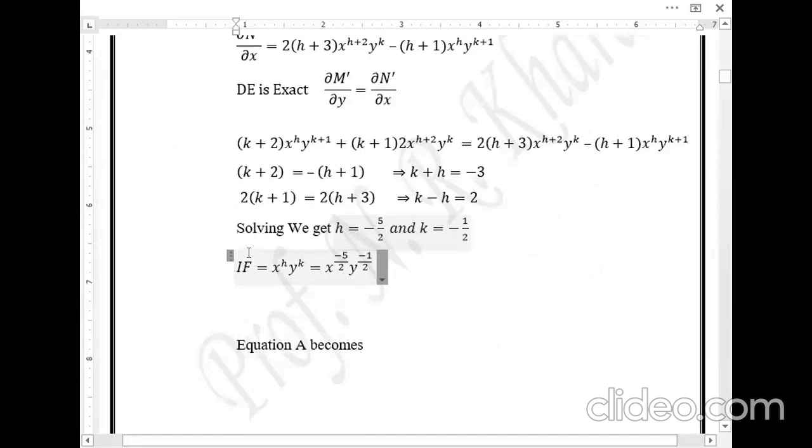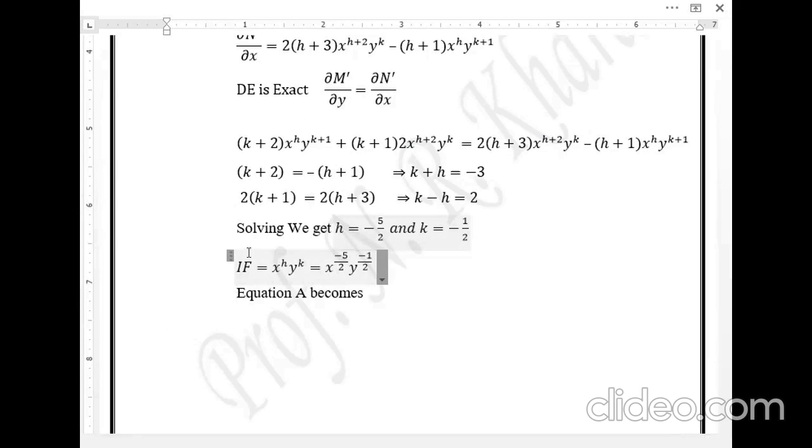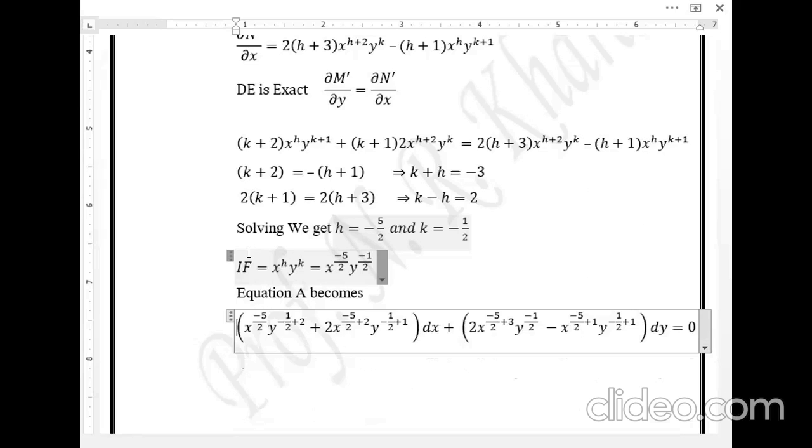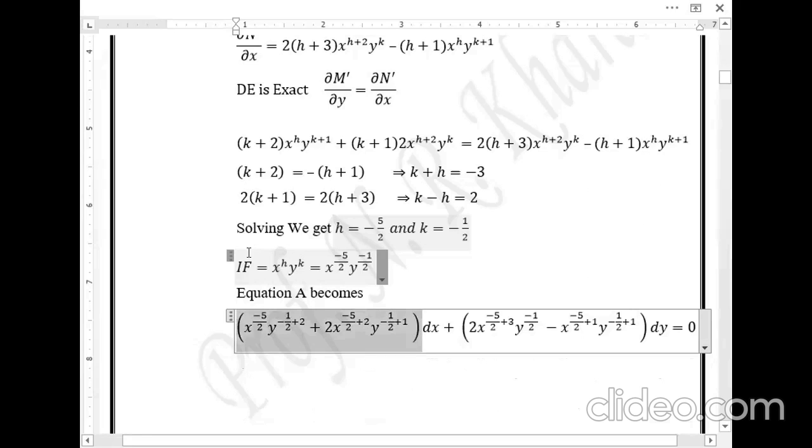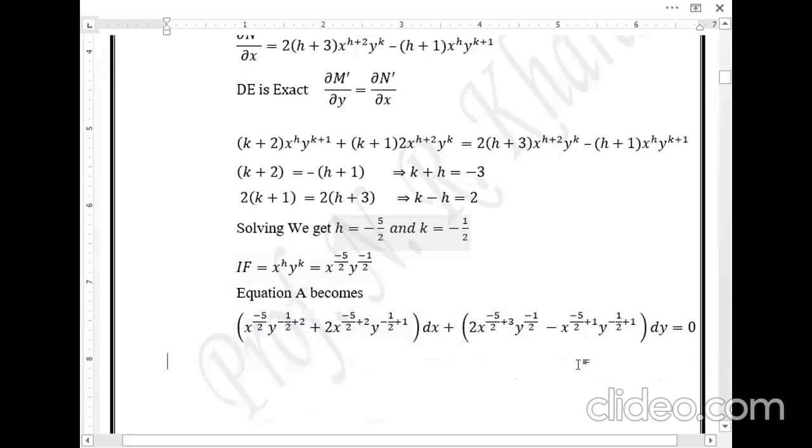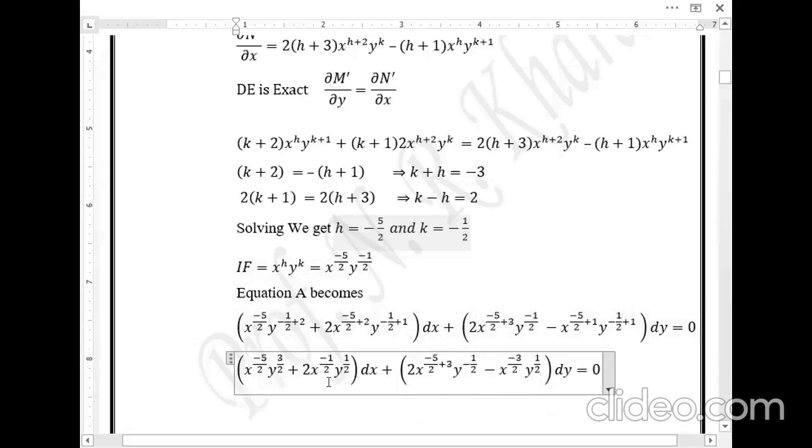After multiplying, the equation becomes x raised to minus 5 by 2, y raised to minus 1 by 2 plus 2, 2x, whose index is minus 5 by 2 plus 2, y whose index is minus 1 by 2 plus 1, into dx, and the index of x is minus 5 upon 2 plus 3, index of y becomes minus 1 by 2, index of x becomes minus 5 by 2 plus 1, and index of y becomes minus 1 by 2 plus 2. It means after replacing h and k in the given equation, we got the new differential equation with different powers. That is defined here. So according to the condition of exactness, this differential equation becomes exact.